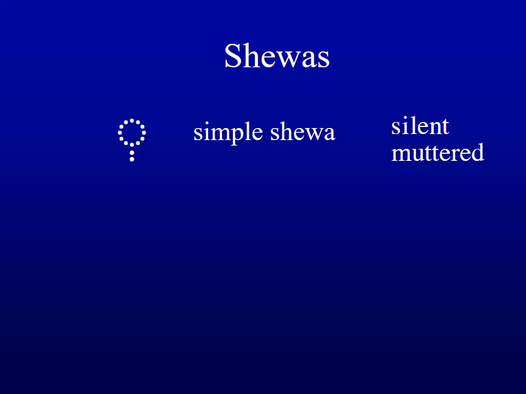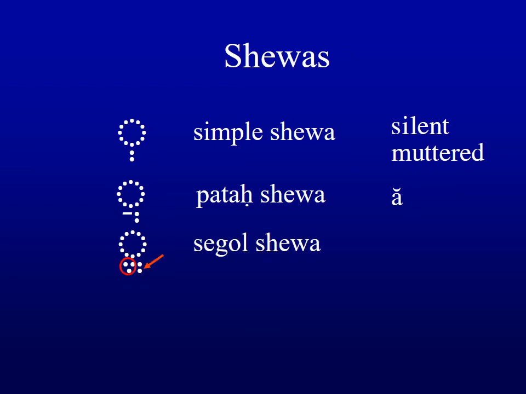Now, there are three other forms of the Schwa, which are called composite Schwas. This sounds a little stressful, but it's not. This is the first one. You'll see that what it is is a simple Schwa plus a patach next to each other. This one is called the patach Schwa, and it sounds like a patach. Then we have this one, which is just a simple Schwa plus a segol. It's called a segol Schwa, and it's pronounced like a segol, eh.